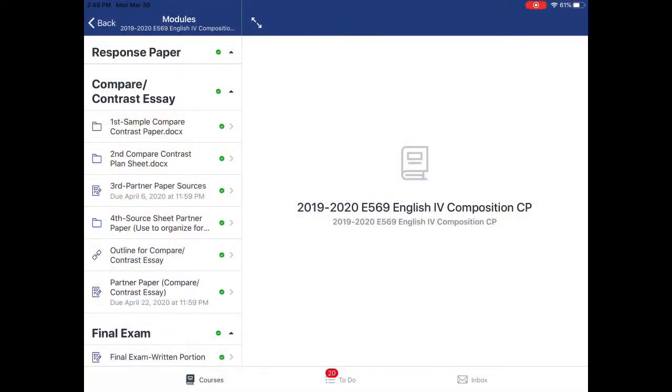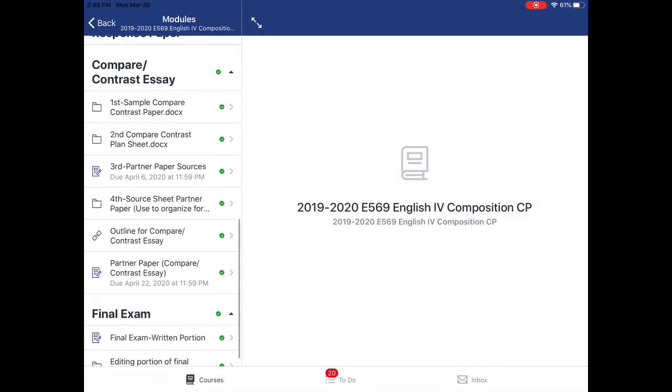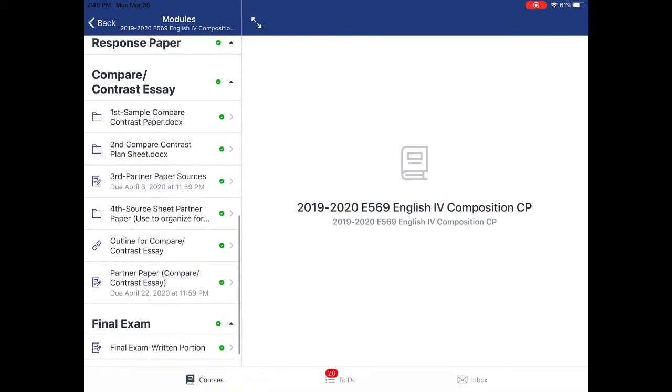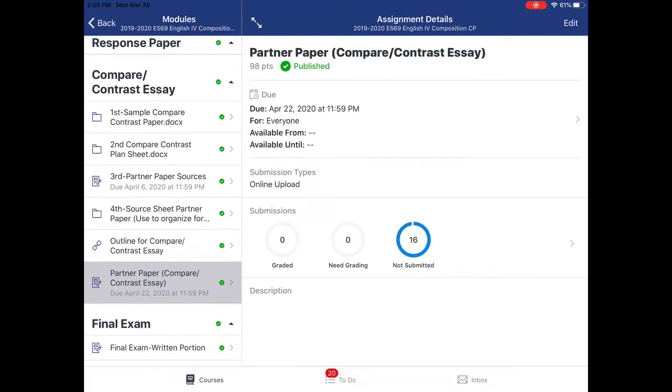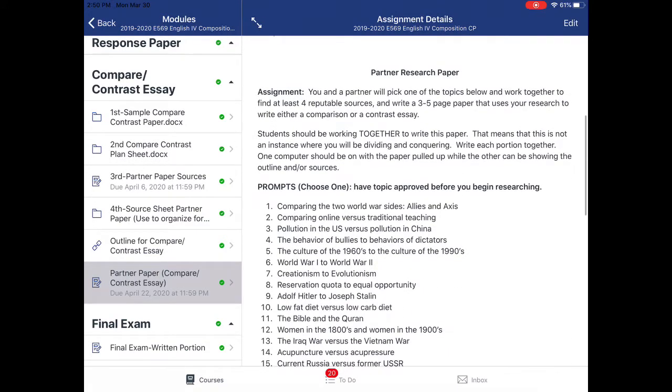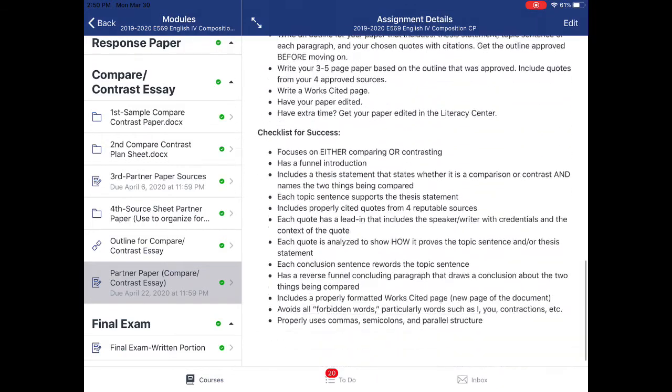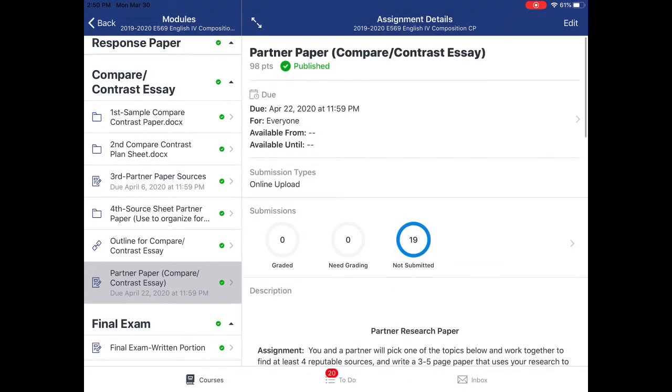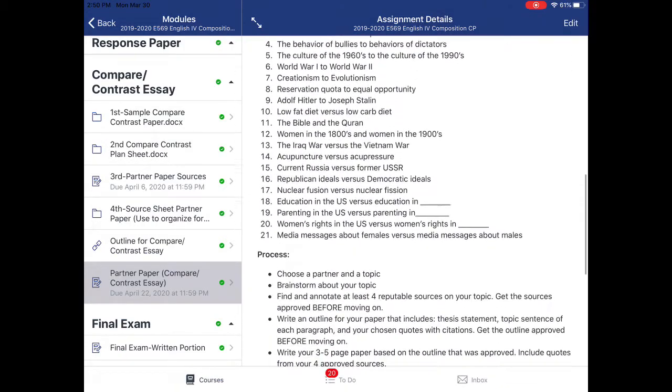But we are moving on to the next unit. And so I'll kind of go over what that looks like today. So everything is on the modules and the compare and contrast essay. So for Friday and for Monday, when we came back, I asked you to just read the instructions of the partner research paper. I'm not going to go over the instructions as you can read, and that's what you should have been doing before break and on Monday.